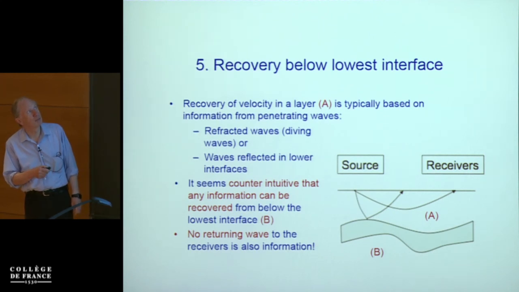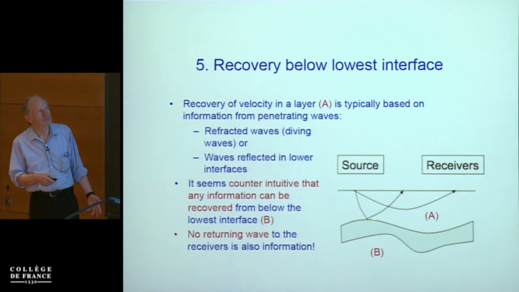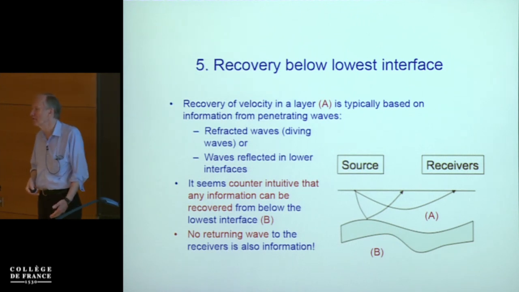So if you take a problem, I go back to the original case that I had to start off, to say that seismic inversion is harder than tomography in this case. So the question is, what you get is, of course, information back from refracted or diving waves like this, and then reflected waves like that. So it seems counterintuitive that you can get anything below the lowest interface, because there is no wave coming back.